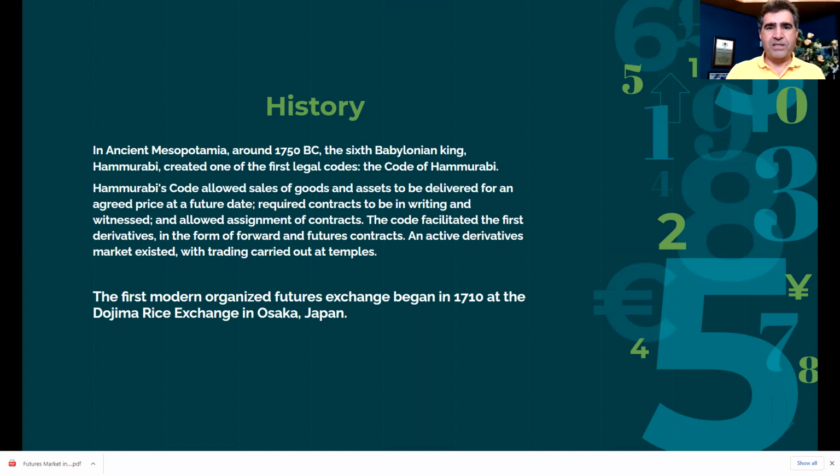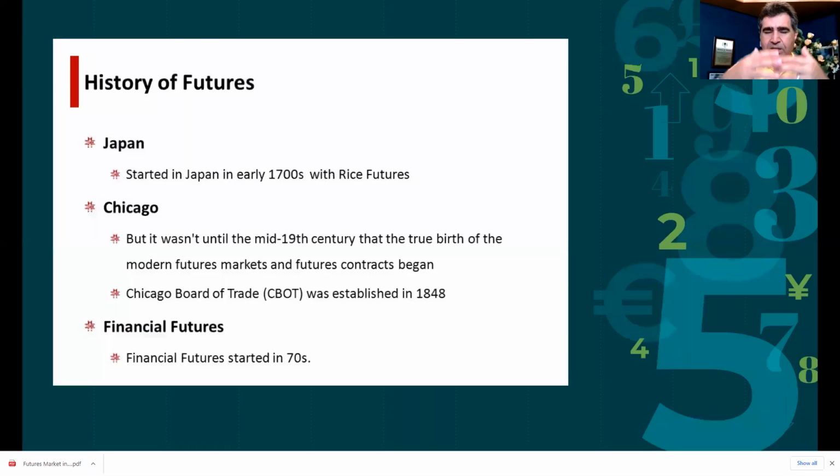So you make a promise to deliver something or receive the delivery sometime in the future at the agreed upon price. So the fundamental idea goes back to that era. But for more organized, more structured history, we go back to 1710 with the rice traders in Osaka, Japan, when they actually started an organized exchange to trade rice. So to summarize, it really started in the 1700s, 1710, with the rice traders.